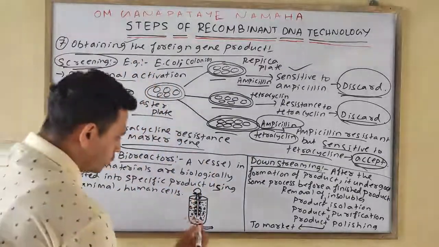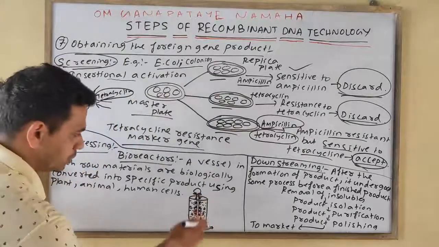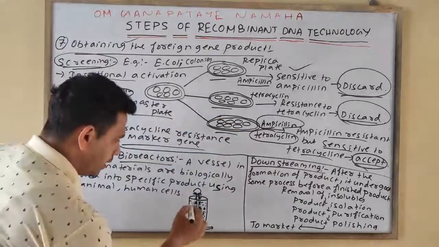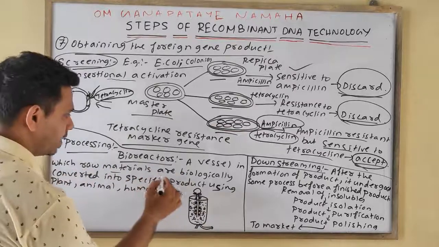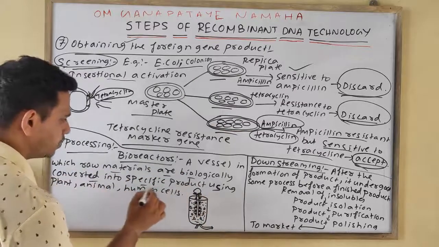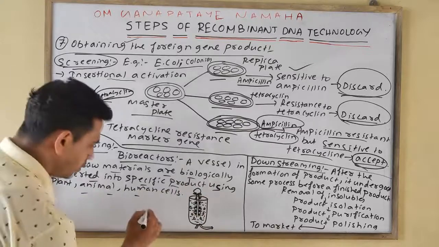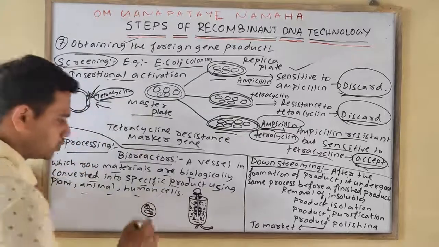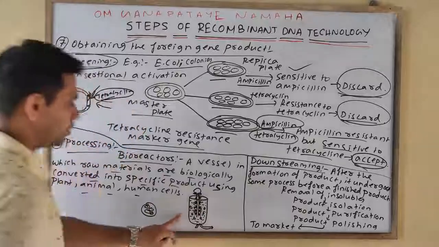So this one is your vessel, and this one is the outlet for your product. In this process there is turbulence, meaning it will spin, and this is your medium. It is the vessel in which various raw materials are biologically converted into specific products using various plant, animal and human cells. Suppose we are considering insulin. The genes which are extracted are incorporated into the bioreactor.